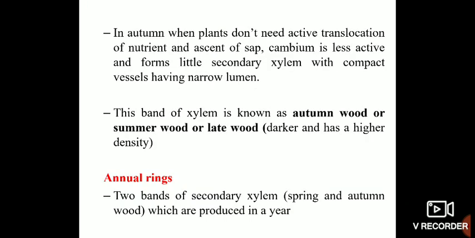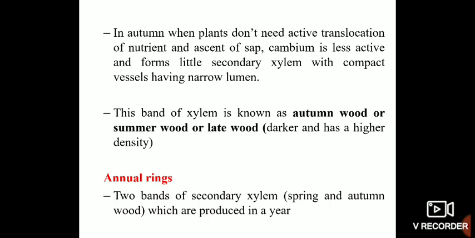Okay, in autumn however, when plants do not need active translocation of nutrients and ascent of sap, ascent of sap means movement of water from roots to shoots. Okay, cambium becomes less active and forms little secondary xylem with compact vessels having narrow lumen. In autumn, when the plant drops its leaves, at that time it is not needed for the plant to translocate nutrients to have ascent of sap.